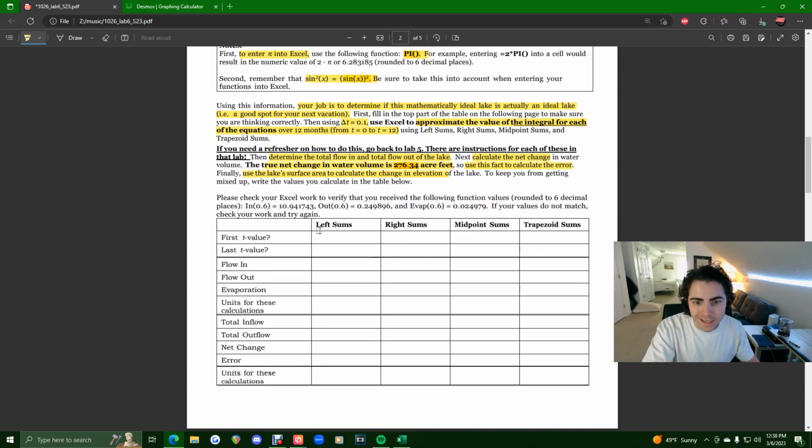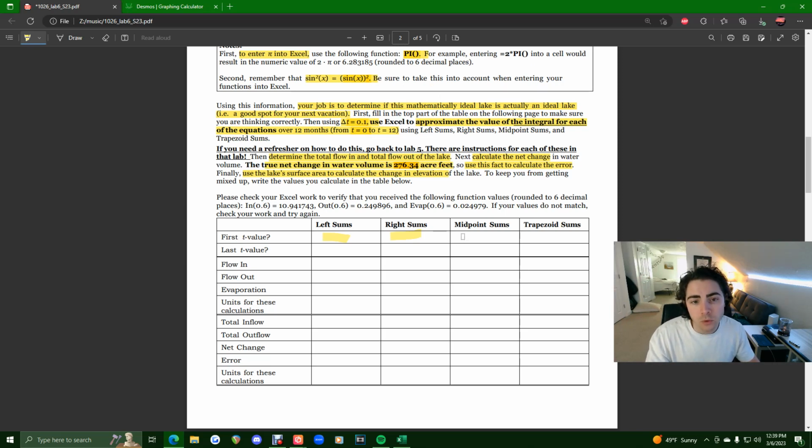Okay, set. Starting with this table, if you want to talk through this a little bit, the first t-value for a left sum will be 0 because we use the leftmost t-value, which if we're starting at 0, is 0. And then for the right sum, the first t-value would not be the very first one. It won't be 0, but it would be the next in line. And if the step size is 0.1, then that next in line value is 0.1.